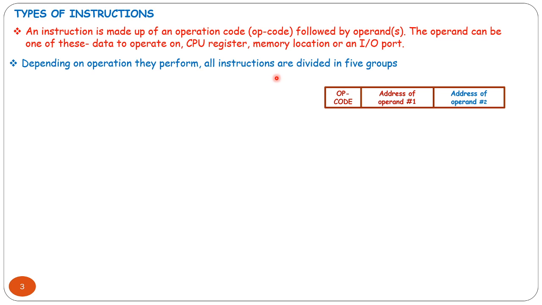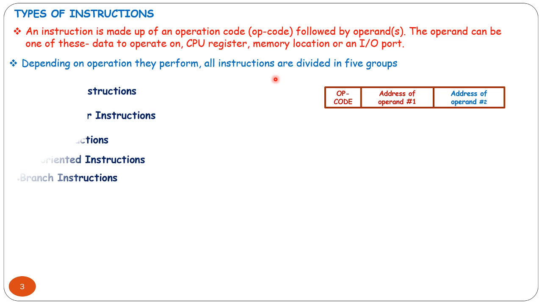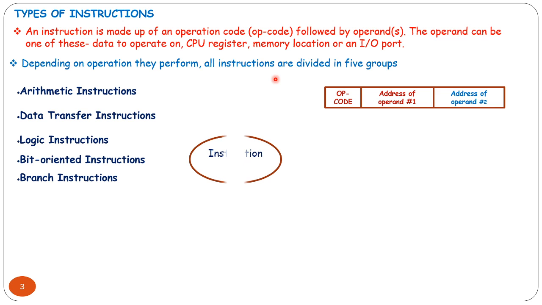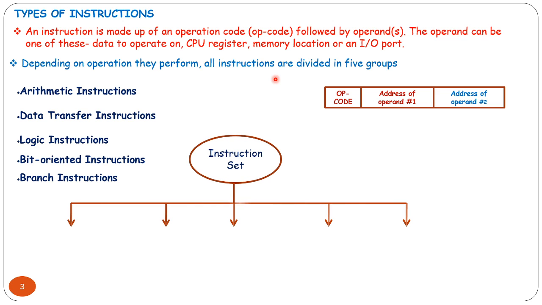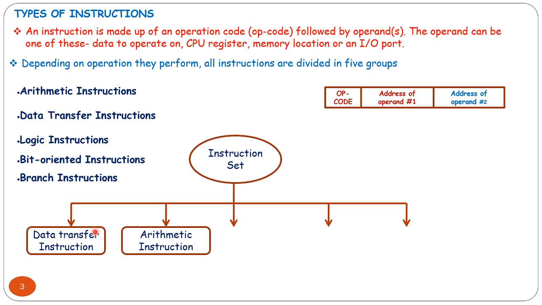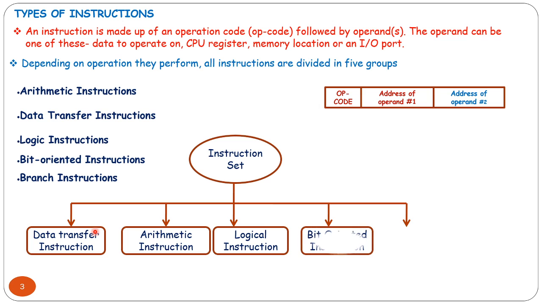Depending upon the operation performed, all the instructions are divided into 5 groups: arithmetic instruction, data transfer instruction, logical instruction, bit oriented instruction, branch instructions. Pictorially we can represent it like this: instruction set, which is classified into 5 groups. First one is data transfer instruction, second one is arithmetic instruction, logical instruction, bit oriented instructions, and branch instructions. So these are the 5 types of instruction set.